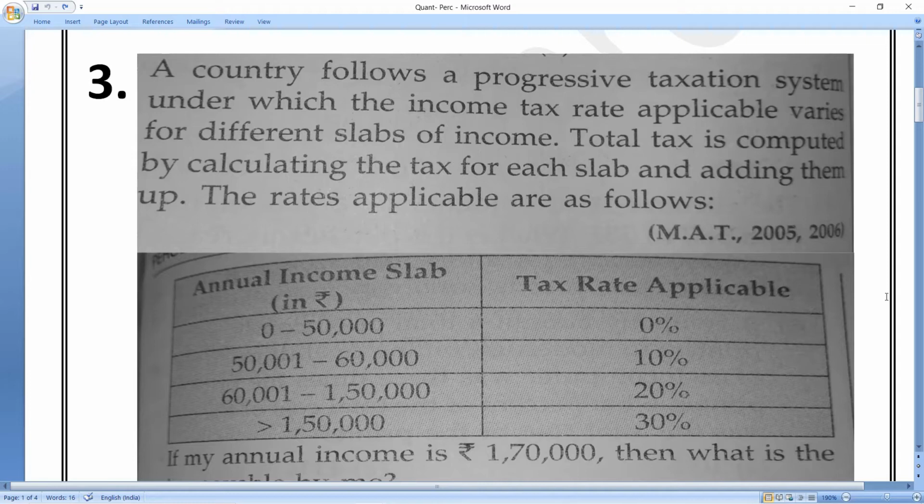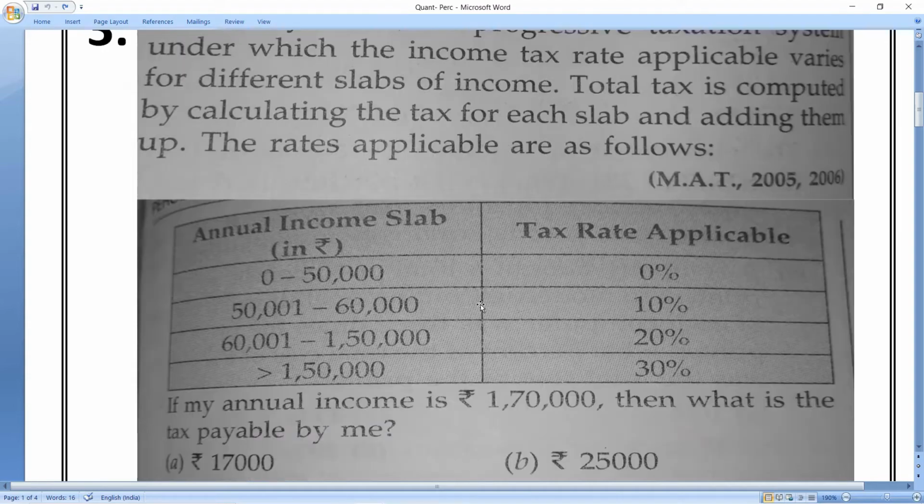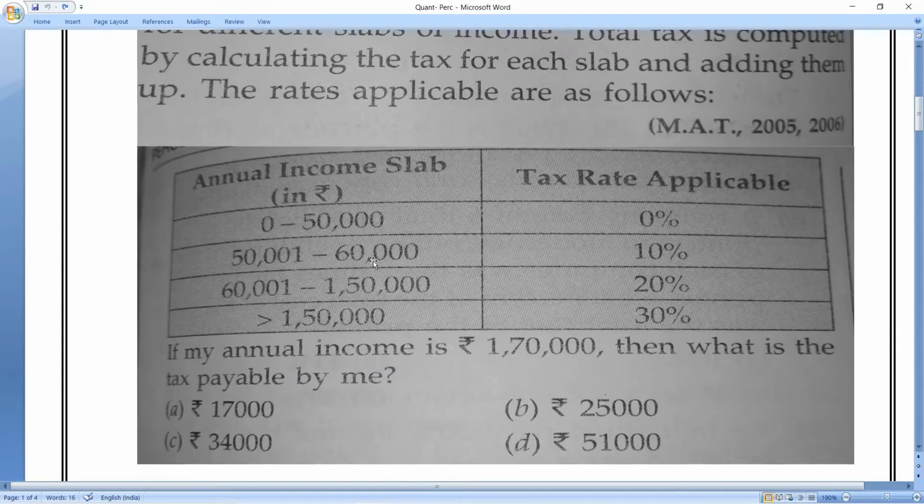And now we have the slabs given over here, that is the annual income slab and tax rate applicable. For the first 50,000 we have 0%. Then from 50,001 to 60,000 we have 10%. From 60,001 to 1,50,000 we have 20%, and from 1,50,000 and above we have 30% tax. So if my annual income is 1,70,000, then what is the tax payable by me? Now this question came in MAT 2005 and 2006.